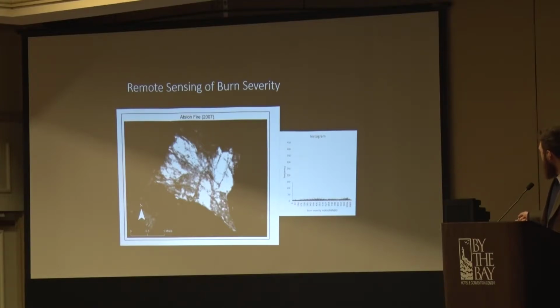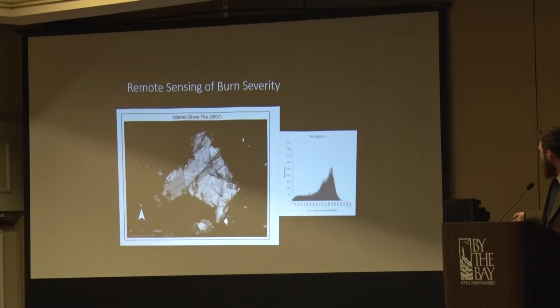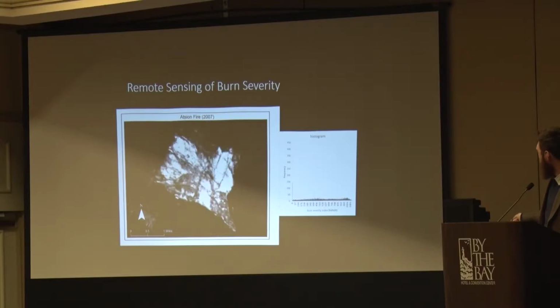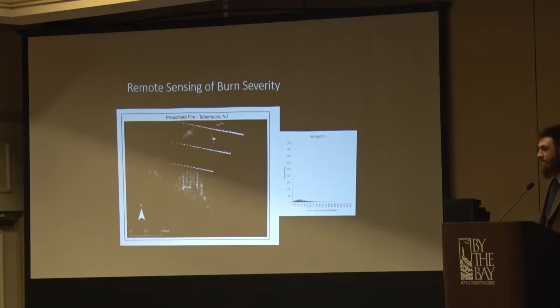You can also see that these are the pixel values over here. So if we go back, this one had a lot of high severity pixels and not so many low severity pixels. This fire's on the same scale. It got actually a little bit more severe, but it has a much more homogeneous distribution of effects.